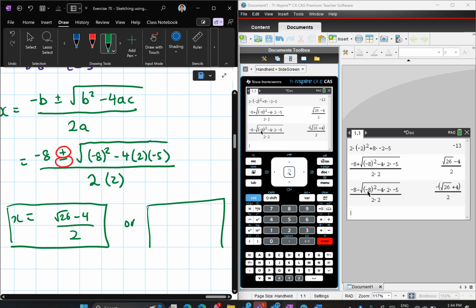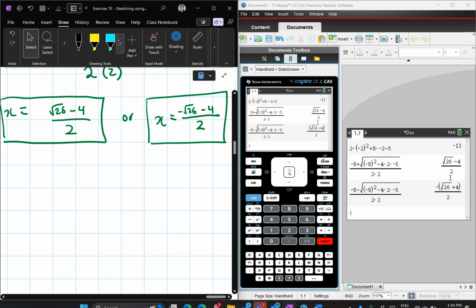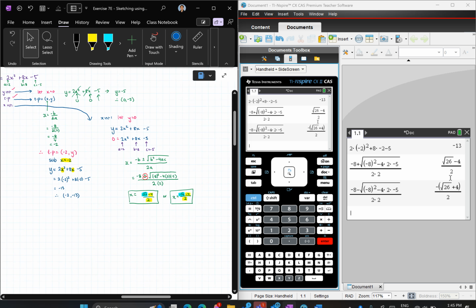Or x can equal to, now notice if you expand the brackets, negative of root 26 is negative root 26. And then negative of the positive 4 is negative 4 all over 2. So you can see that the answer is actually quite similar. They both have a negative 4. They both have a 2, but the only difference between the two is that one's a positive root 26 and one's a negative root 26. And that's my two x-intercepts.